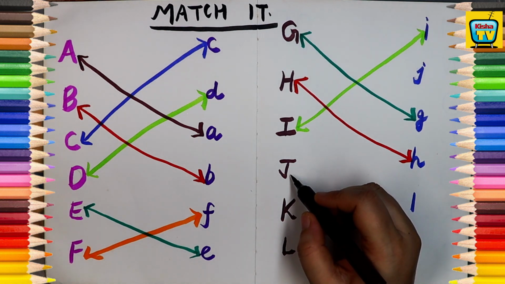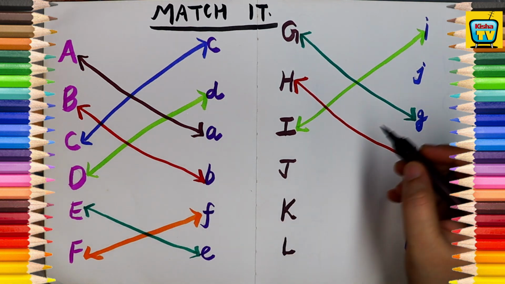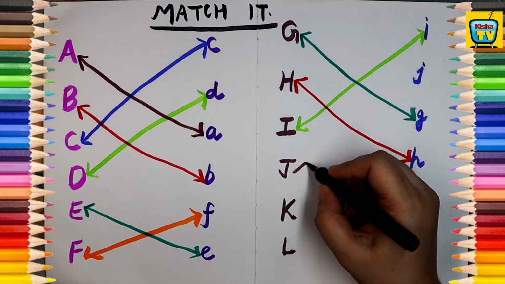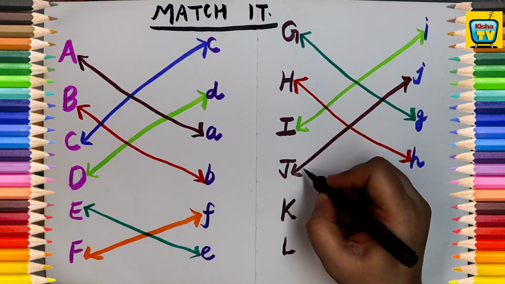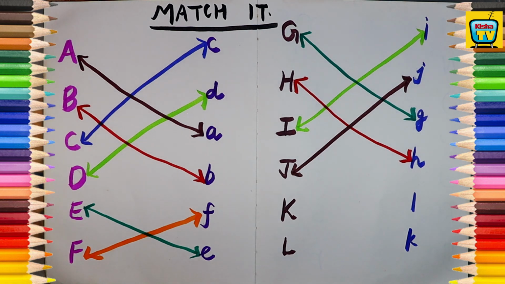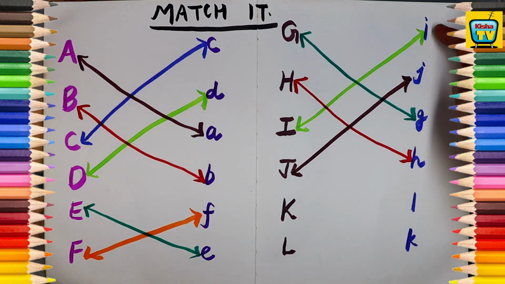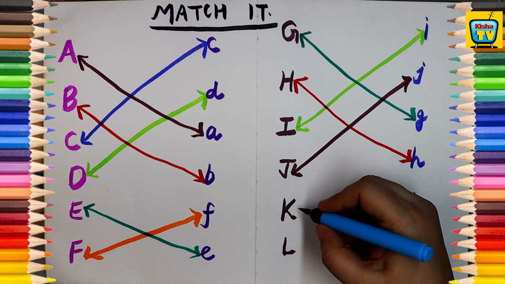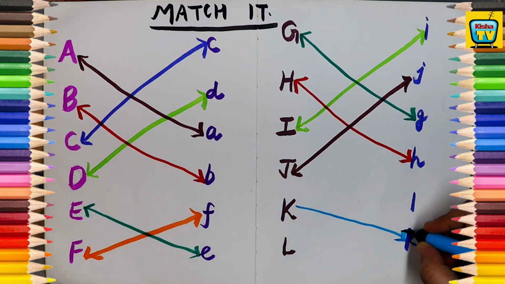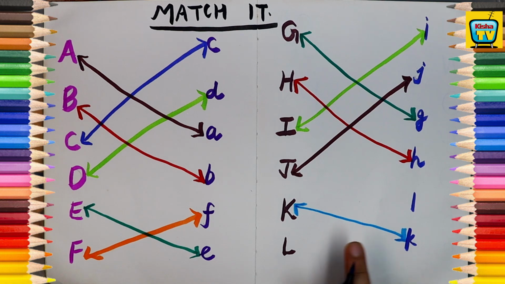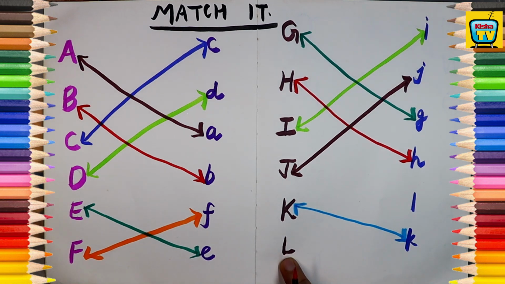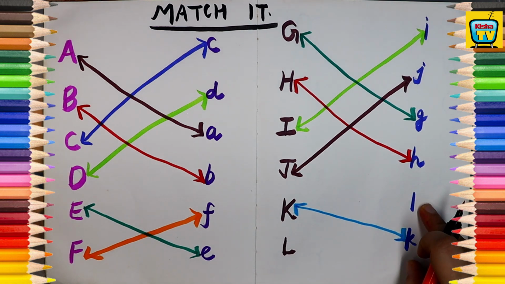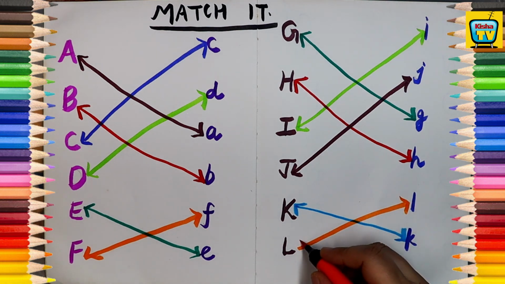J. J for jug. This is big letter of J. And this one is small letter of J. So we will match J. J for jug. This is K. K for kite. Where is the small K? Yes, this. So we will match big K to small K. K for kite. L. L for lion. Big letter of L. This is last one. Small letter of L. L for lion.